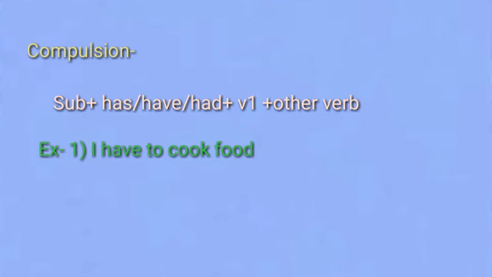Next example is I have to work hard. If you want a good score in your exam, there is no option. You cannot do anything. There is no secret way to get a good score. So you have to work hard. Either you want to work hard or not, but you have to work hard if you want good scores in your exam.